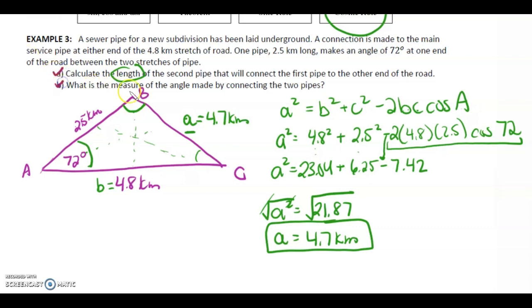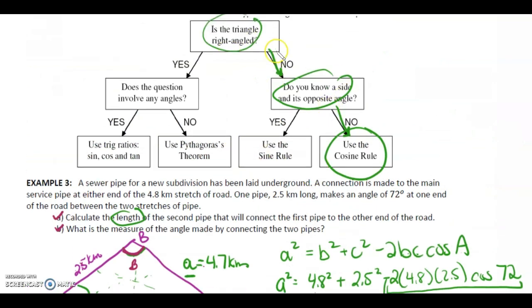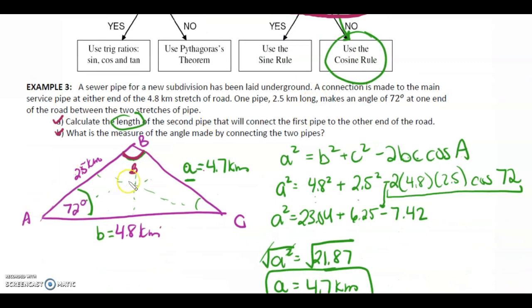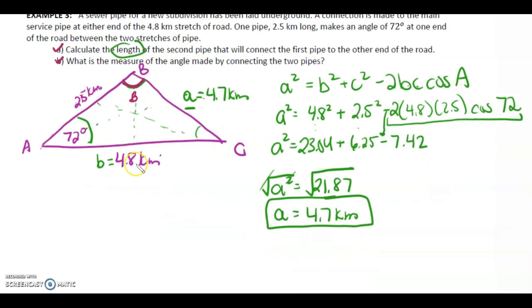Now, what is the measure of the angle made by the two connecting pipes? So that's going to be angle B. Now we have all three side lengths. Going through this again, is this a right angle triangle? Obviously, it's still not a right angle triangle. Do we know a matchup? We could use this as a matchup now, or we could use cosine rule. Just to switch it up, I'm going to use cosine rule so that we can practice that.